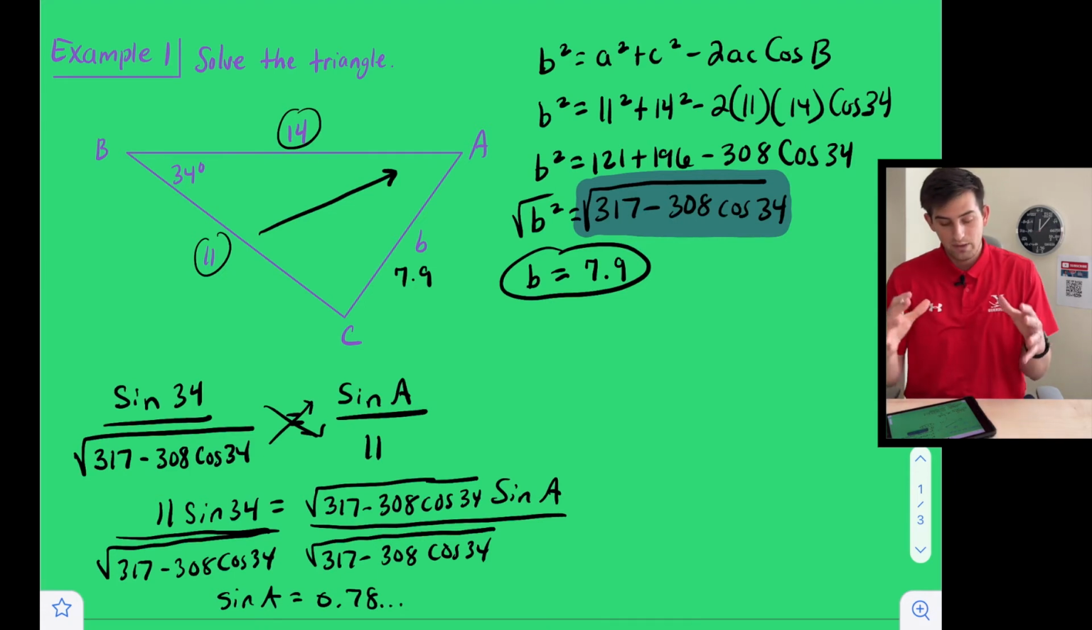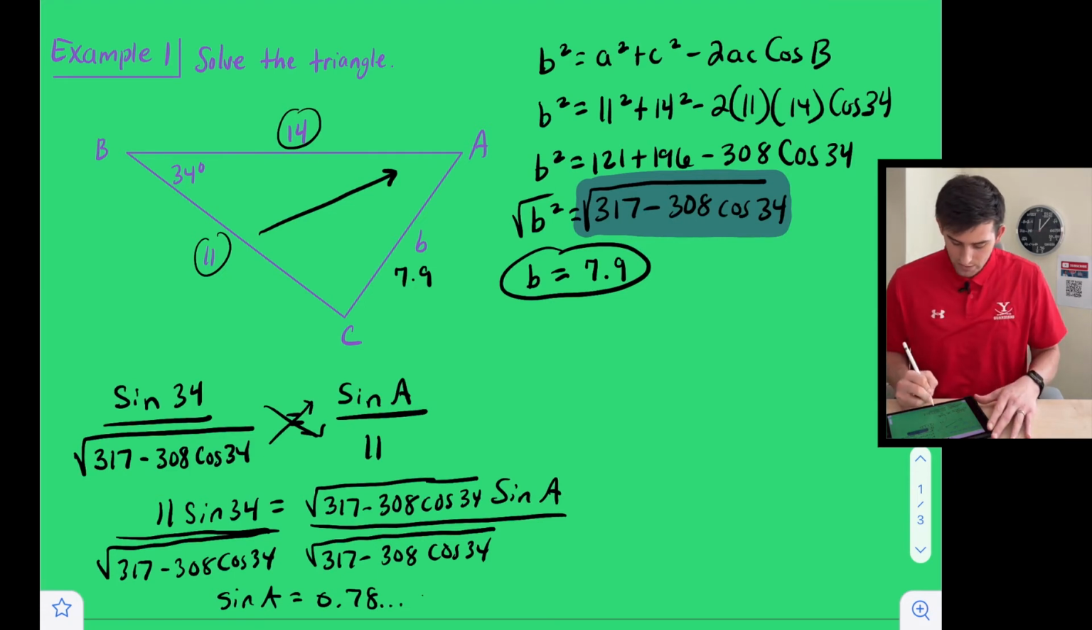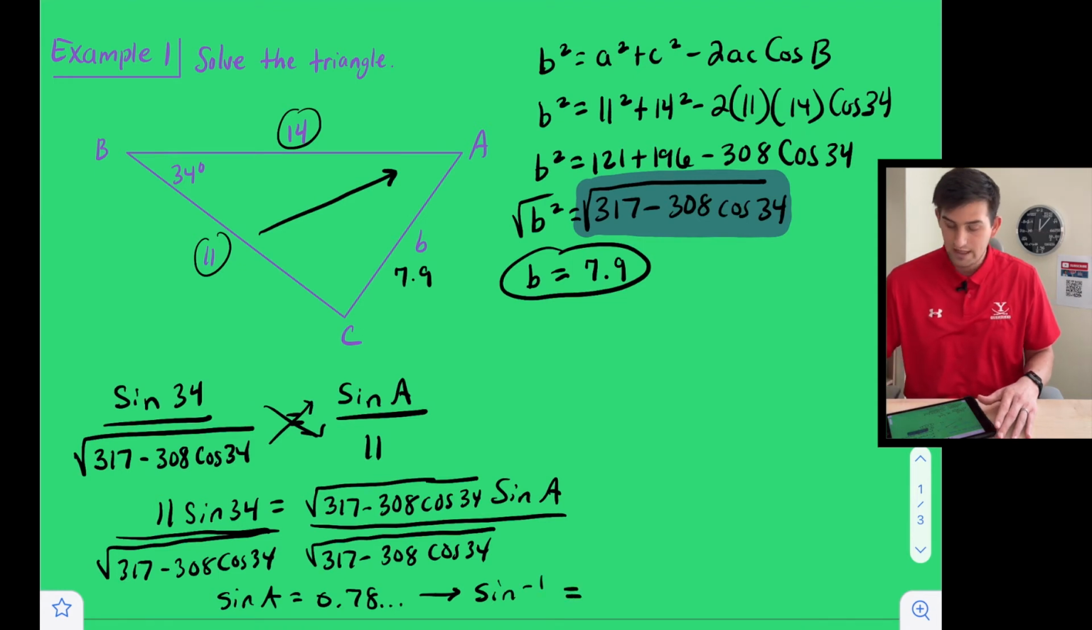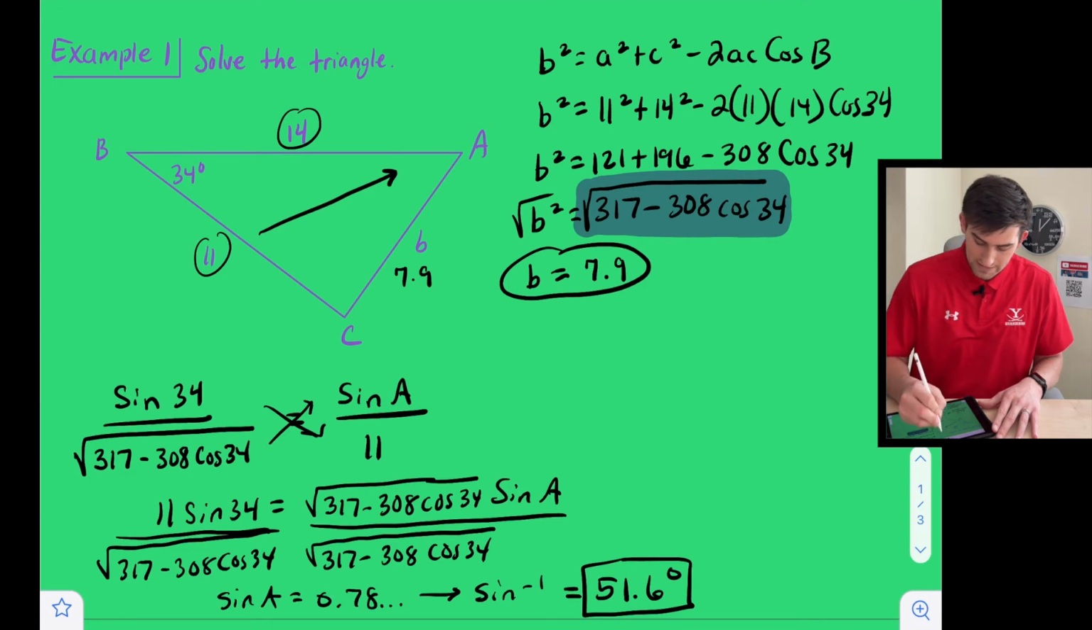But remember, we're trying to find an angle. So now we need to do the inverse sine to get our answer. So I do second sine, second answer. So I'm taking the inverse sine of the previous answer, and that gives me 51.6 degrees. Now I can put that in for angle A. So this is 51.6 degrees.